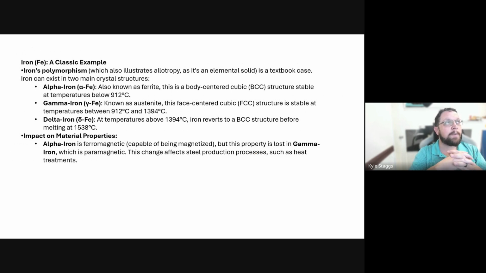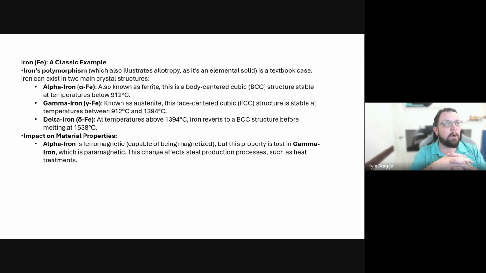You'll find out soon. So alpha iron is ferrite, body-centered cubic, stable below about 912C. Between 912 and 1394 is gamma iron. So that's the crystal structures that we just looked at. That's FCC. So austenite is what that's called.